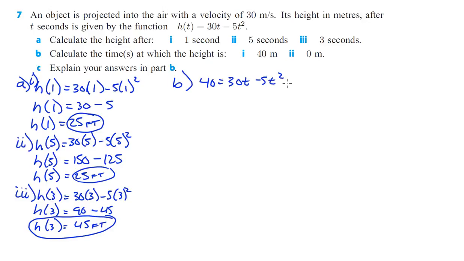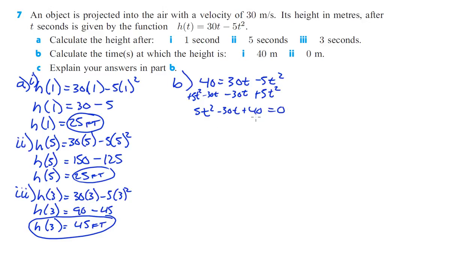Okay. Now on this one, we're going to want to get everything to one side. But since our squared term is negative, I'm going to move everything to the left side instead of the right side. So I'm going to add 5t squared and subtract 30t, and we get 5t squared minus 30t plus 40 equals 0.